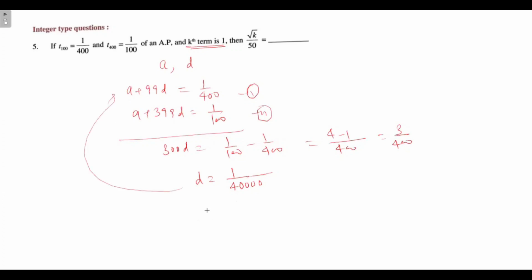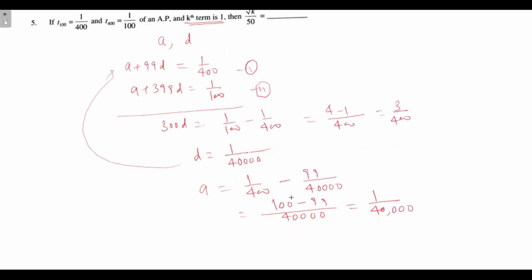So your A would be 1 upon 400 minus 99 upon 40,000. So 40,000 is your LCM. So this becomes 100 minus 99. So your A has come out to be 1 upon 40,000 as well, it seems. Yeah, that's how it is looking.